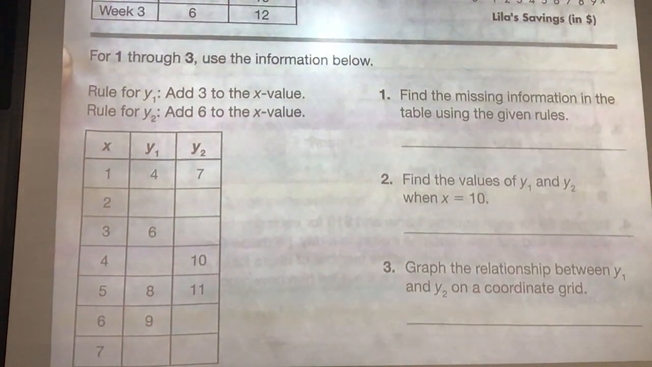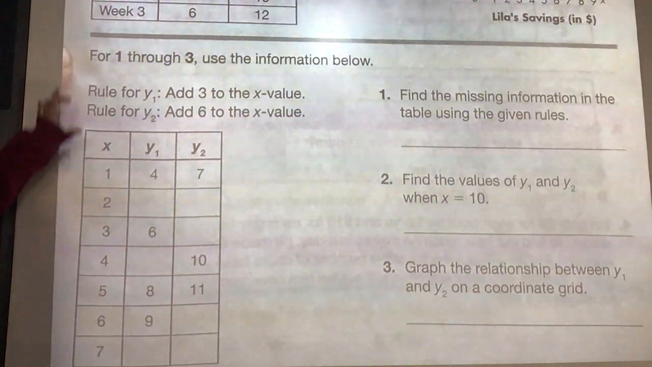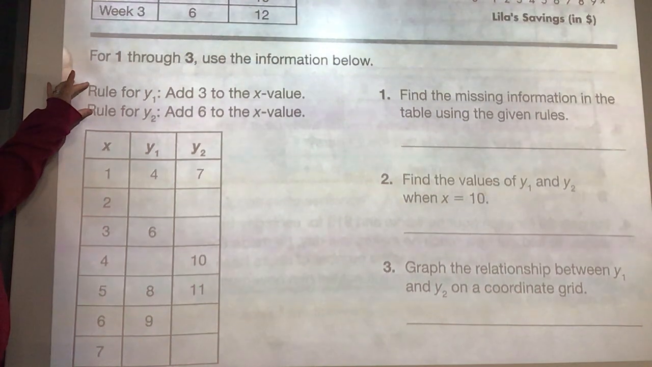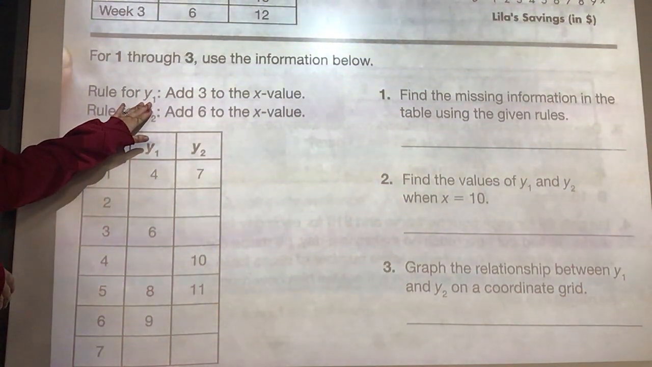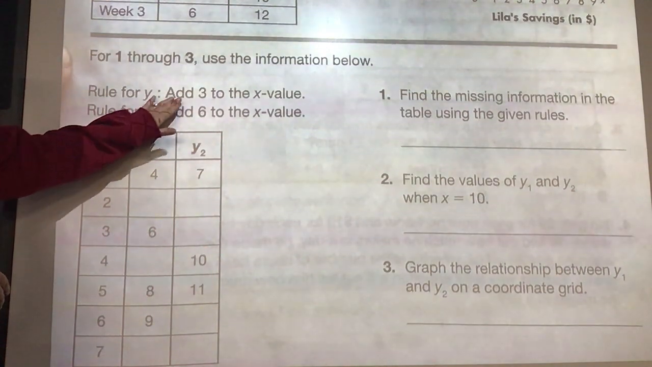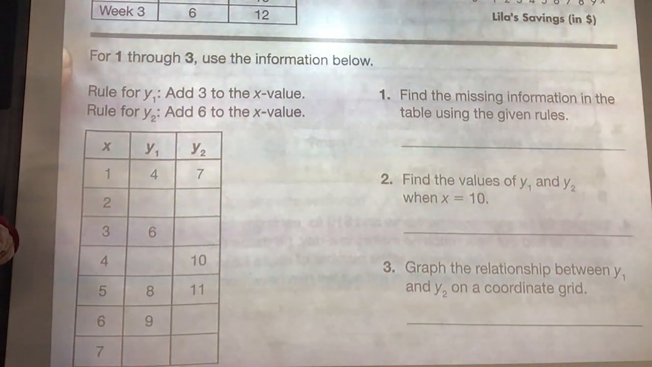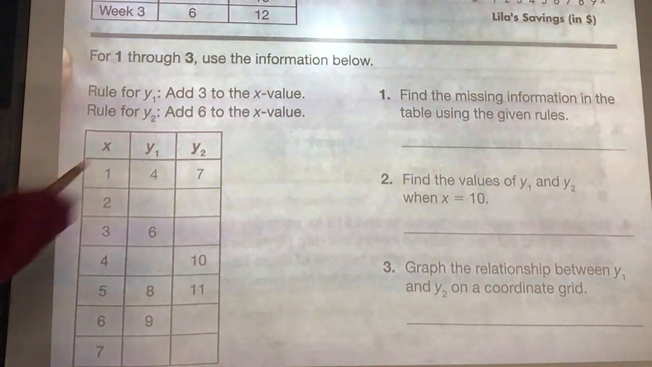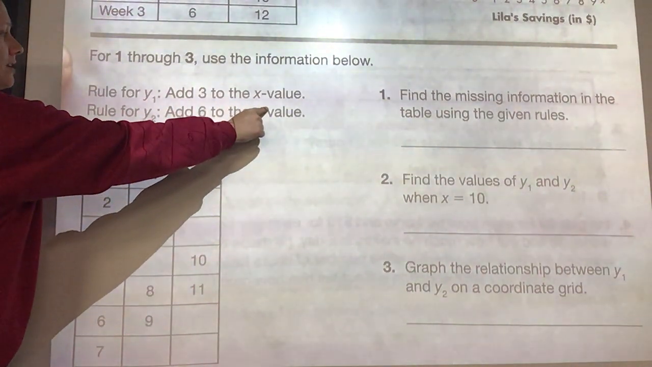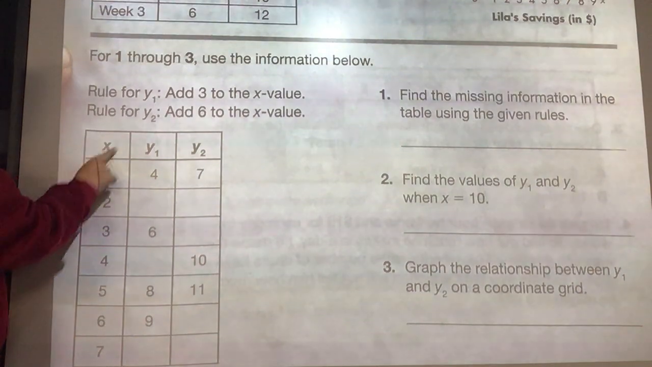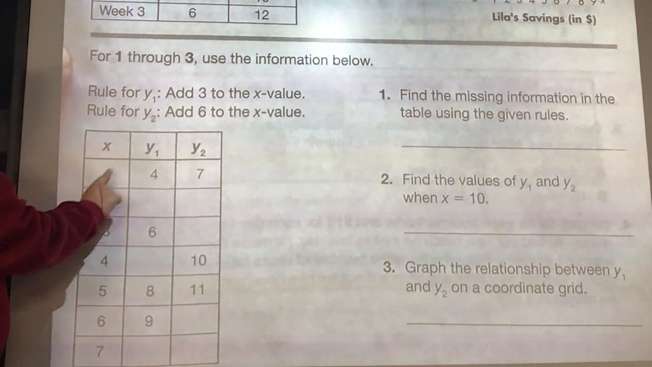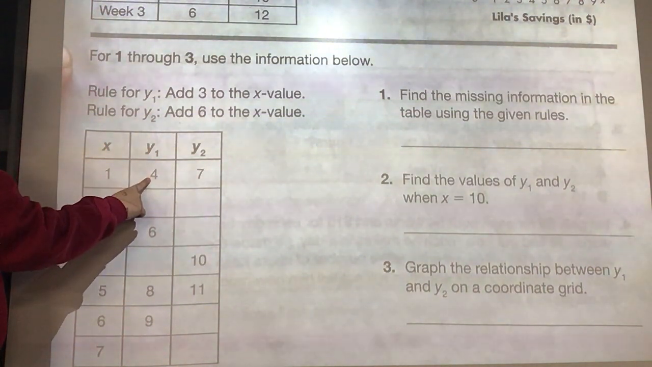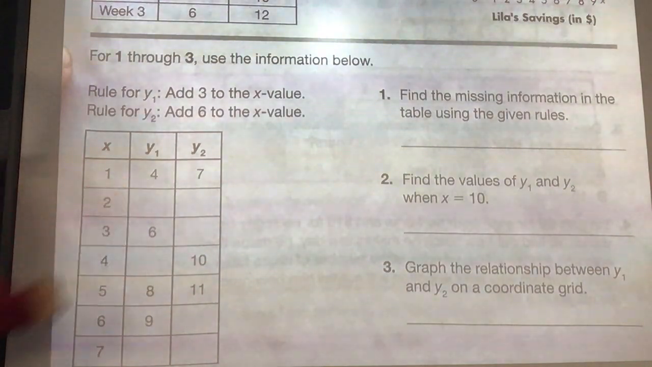All right. So for this table, it even gives us rules, and we've worked with rules before. This one, for finding y1, we're going to add 3 to the x value. So they've done the first one for us. So I find the x value. X is right here. It has a 1. I'm going to add 3 to find y1. Well, 1 plus 3 is 4. Okay, so that's how they got that 4 there.